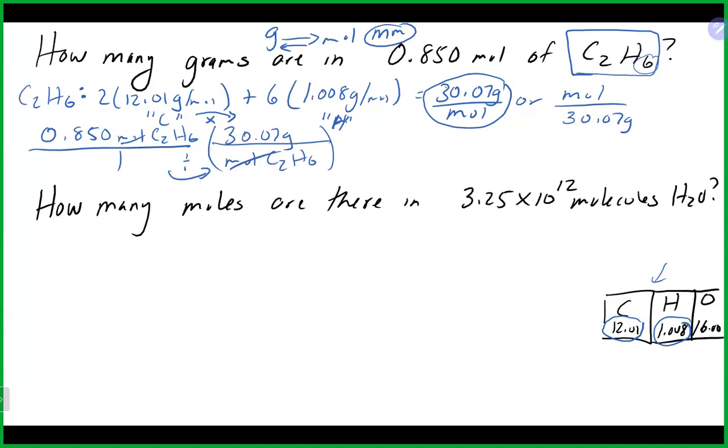That's going to get us 0.850 times 30.07. And that will yield us 25.6 grams of C2H6 as our answer, as grams is the only unit left over, and that's good because we are looking for grams in this case. Any questions on that?